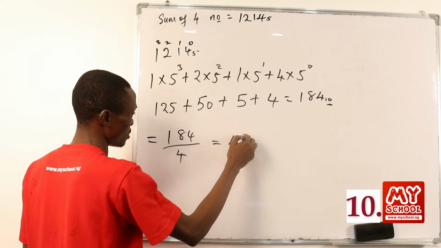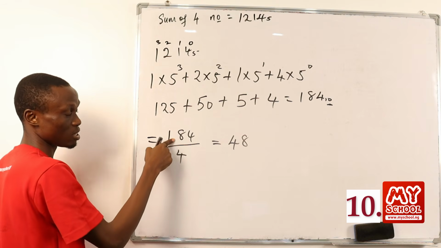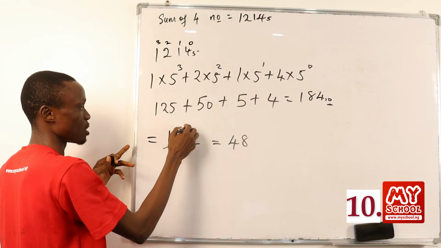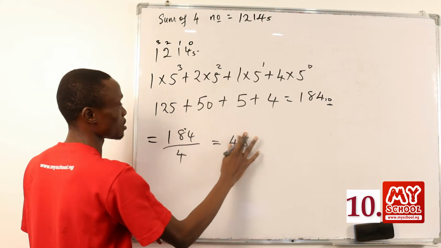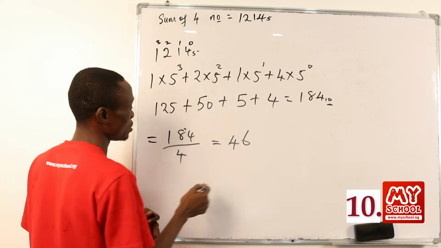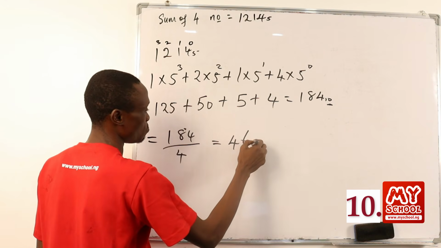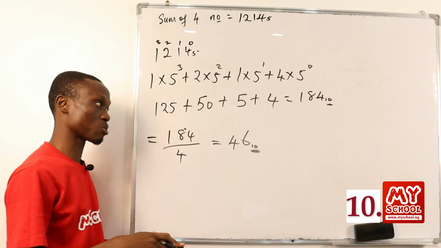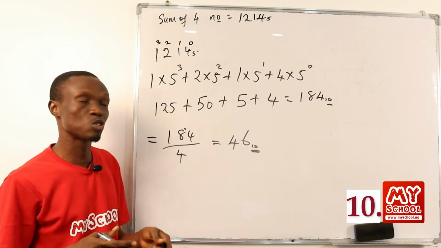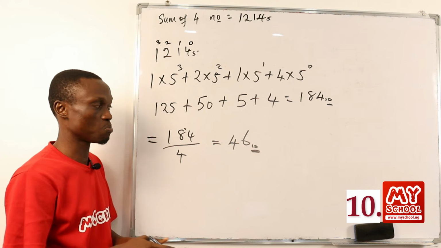We have 48 basically, because 4 in 18 will give us 4 remainder. So put the 2 behind here, that gives you 24. 4 in 24 is 6. So this is in base 10. This value that is in base 10, we have to convert it to base 5, to give us the average of these 4 numbers expressed in base 5.